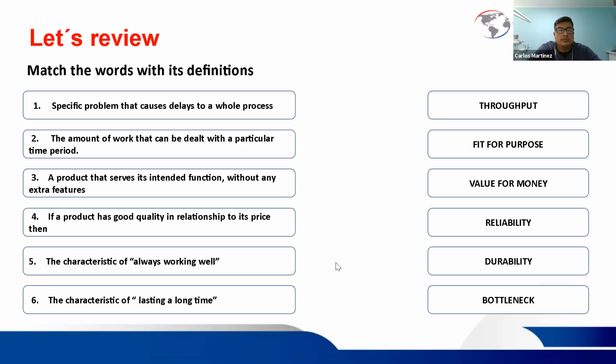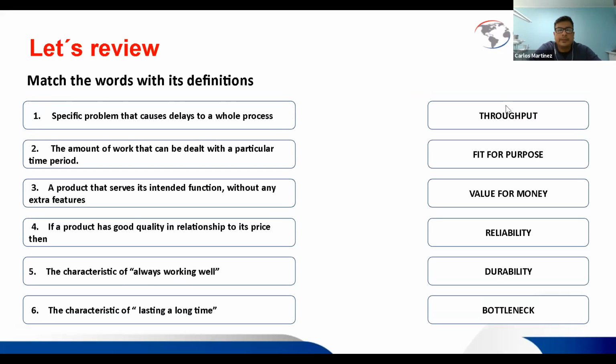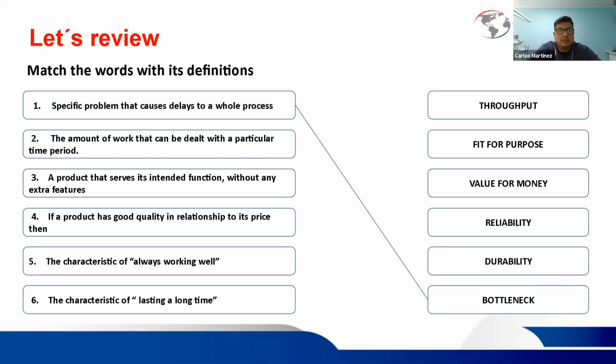The specific problems that cause delay in the whole process, which is it? Throughput, fit for purpose, value for money, reliability, durability, and bottleneck. Let's see. You said bottleneck. Let's check. Very good. Bottleneck is a specific problem that causes delay in the process of production.